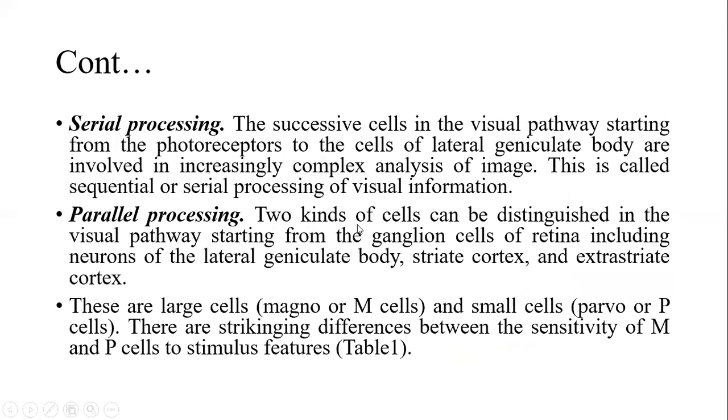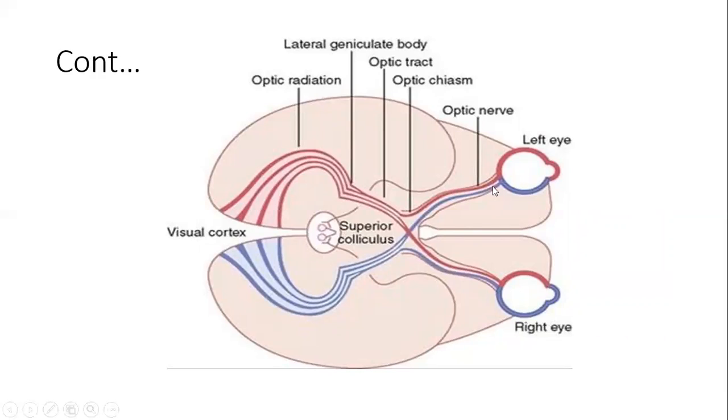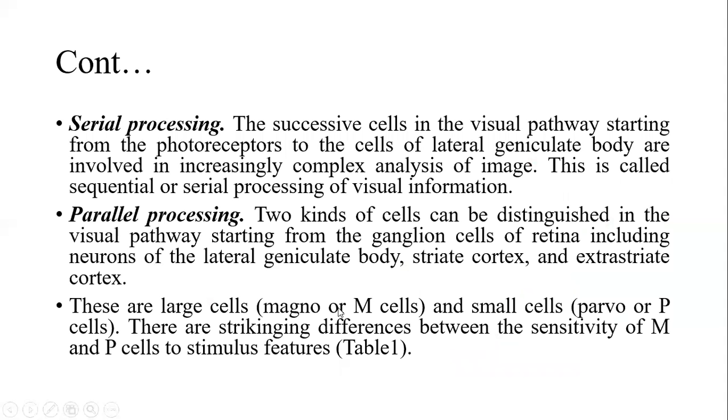Parallel processing: two kinds of cells can be distinguished in the visual pathway stretching from the ganglion cells of the retina to the lateral geniculate body, striate cortex, and extrastriate cortex. So the parallel pathway, what is that? In the parallel pathway, they start from the retina only, but they go in different ways. Two cells basically. What are these two cells? The large cells, that is magno or M cells, and the small cells, that is parvo or P cells.